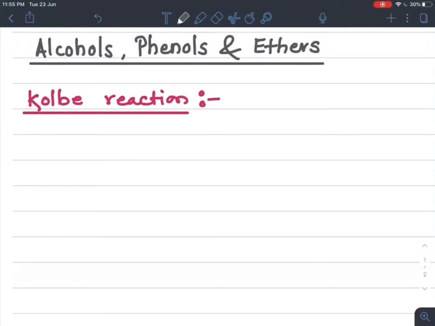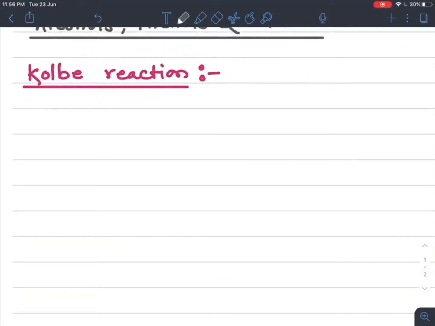Students, now from phenols, the most important reaction we are going to see is the Kolbe reaction. So what is Kolbe reaction? This reaction starts with sodium phenoxide, O minus Na plus attached to the benzene ring. So Kolbe reaction starts with this.